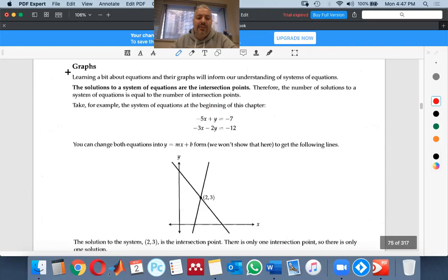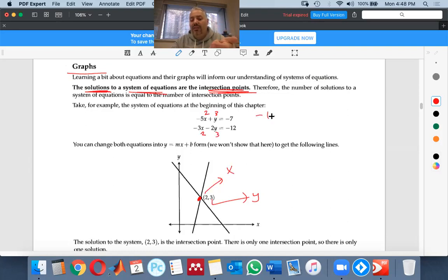Now the graphs. Learning a bit about equations and their graphs will inform our understanding of systems of equations. The solutions to a system of equations are the intersection points. So one more time, the solution of the system means the intersection point. At the beginning of the lesson I said this, if you remember. And 2, 3 means the first one is always X, the second one is always Y. So X is 2 here, Y is 3. It must be satisfied. Let's check.